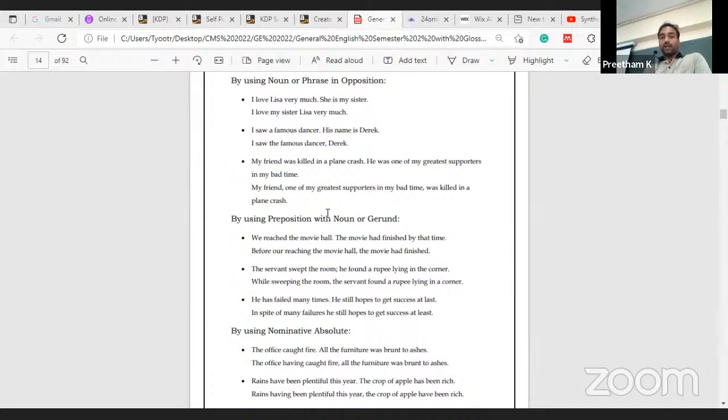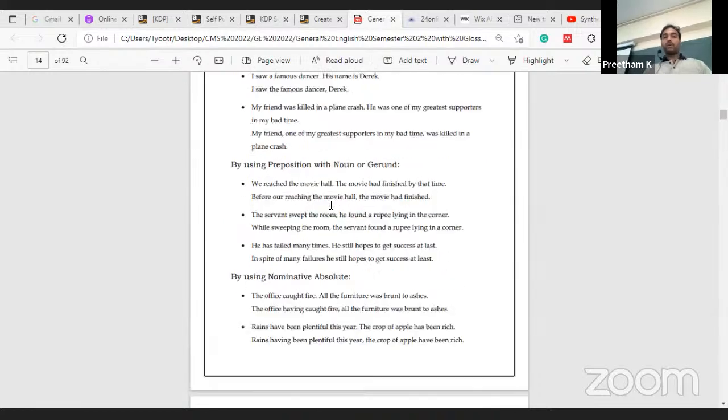My friend was killed in a plane crash. He was one of the greatest supporters in my bad time. My friend, one of my greatest supporters in my bad time, was killed in a plane crash. How will you get to know whether a sentence has opposition or not? Even if you leave out the opposition part, it gives a meaning. It is just additional information. My friend was killed in a plane crash. It conveys meaning. This opposition part, one of my greatest supporters in my bad time, is just elaborating. It is describing the friend. It is actually an adjective phrase.